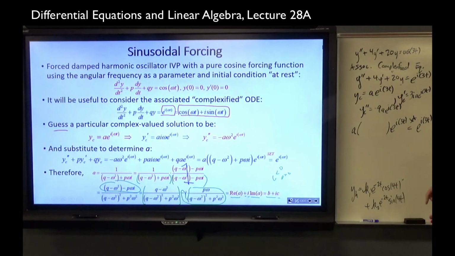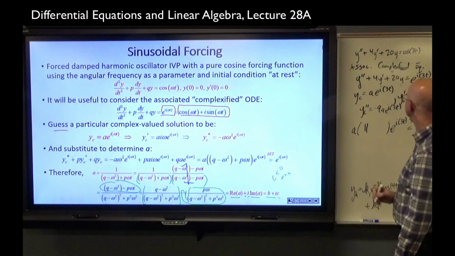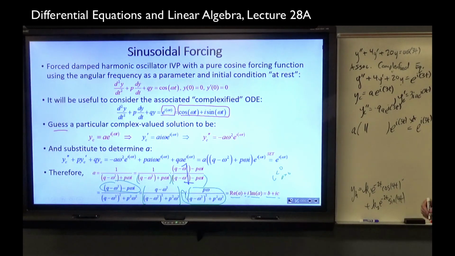The real part is going to come from y_c and y_c double prime. y_c gets multiplied by 20. y_c double prime gets multiplied by 1. So I really get 20a, and then a minus 9a is 11a, but I've already factored out the a, so I get an 11. And then the imaginary part comes from the derivative times 4, so I get a 12i. 4 times 3 is 12.